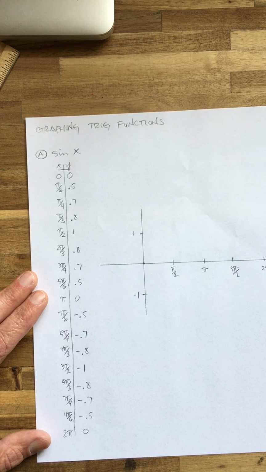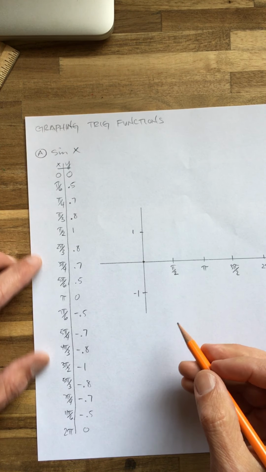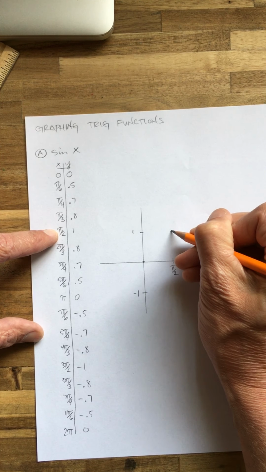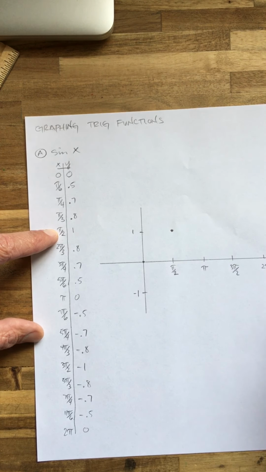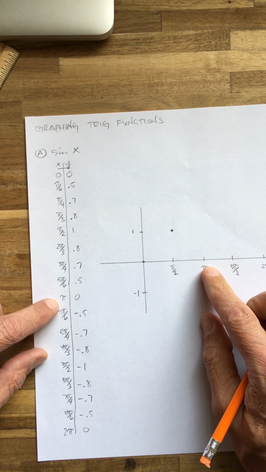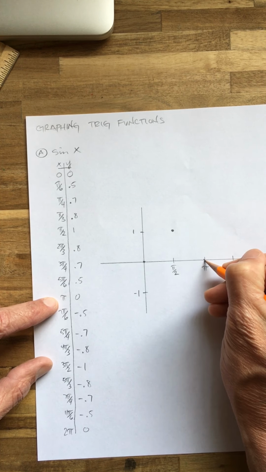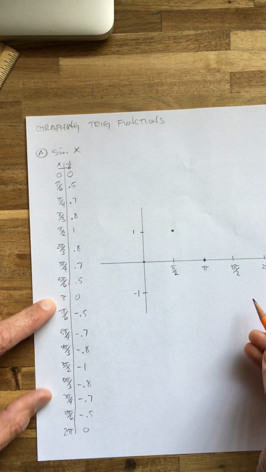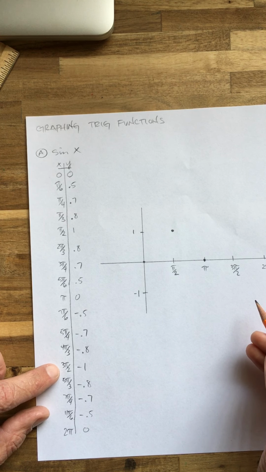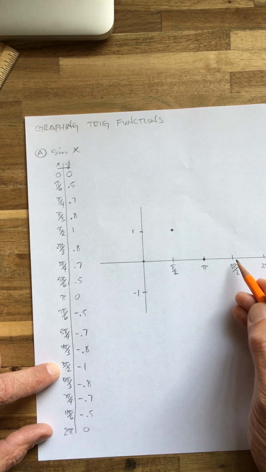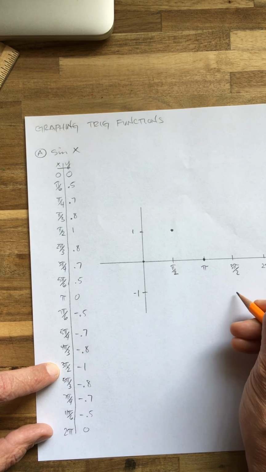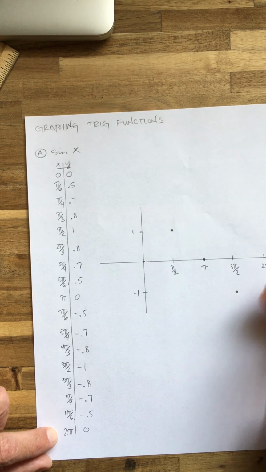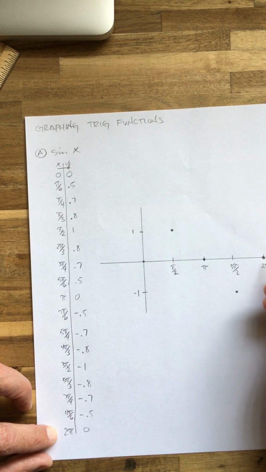All right, let's just plot some points. Let's skip to pi over 2. That's a 1, so we're right up here. And then let's go to pi. That's a 0. You follow? Okay. Let's go to 3 pi over 2, that's this guy. It says -1, so that's right here. And then 2 pi is going to be 0.